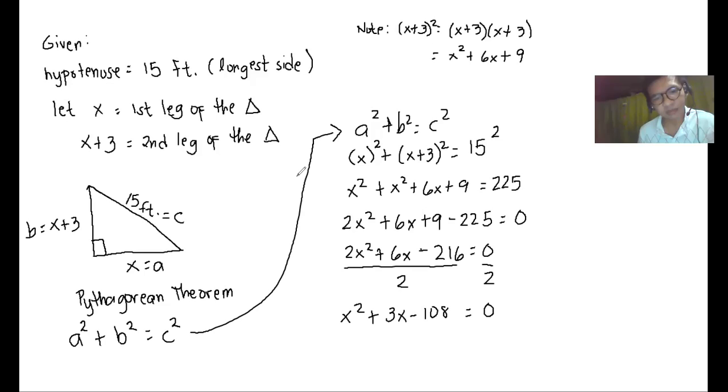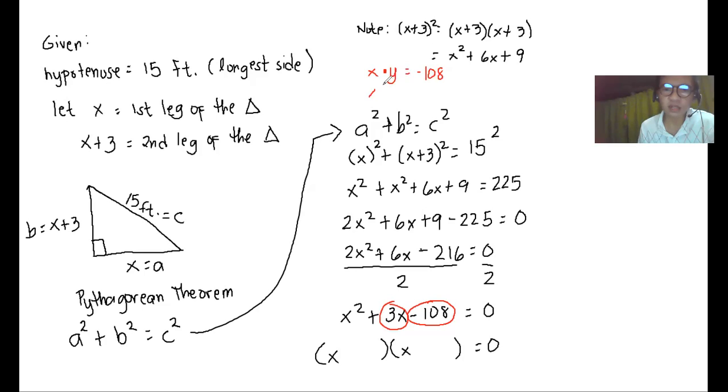So we need to factor x squared plus 3x minus 108. So let's construct parenthesis equals 0. So again, this is x and x since x squared is our first term. Let us also notice that our last term is negative 108 and our middle term is positive 3x. So we can say, what are the numbers that when multiplied equal negative 108 but when added equal positive 3? So what are the factors of negative 108?